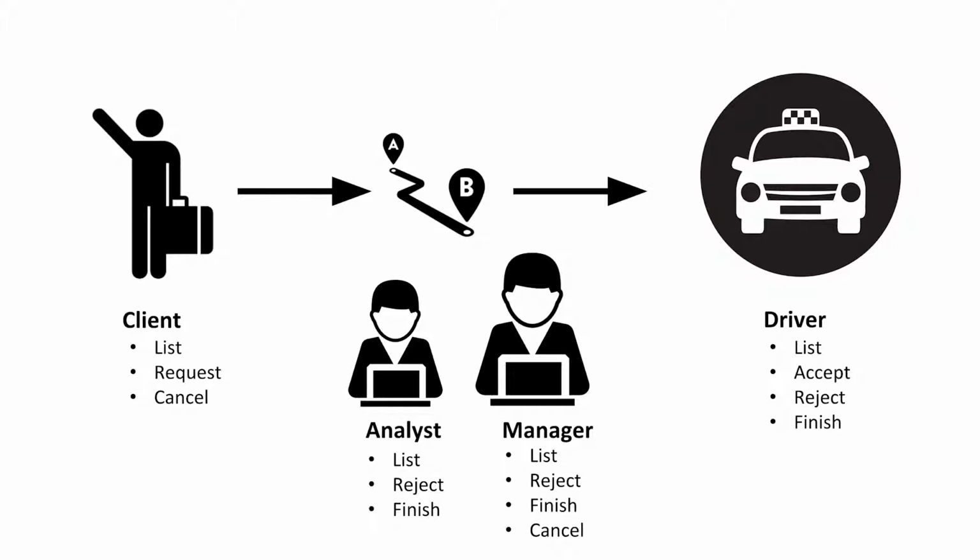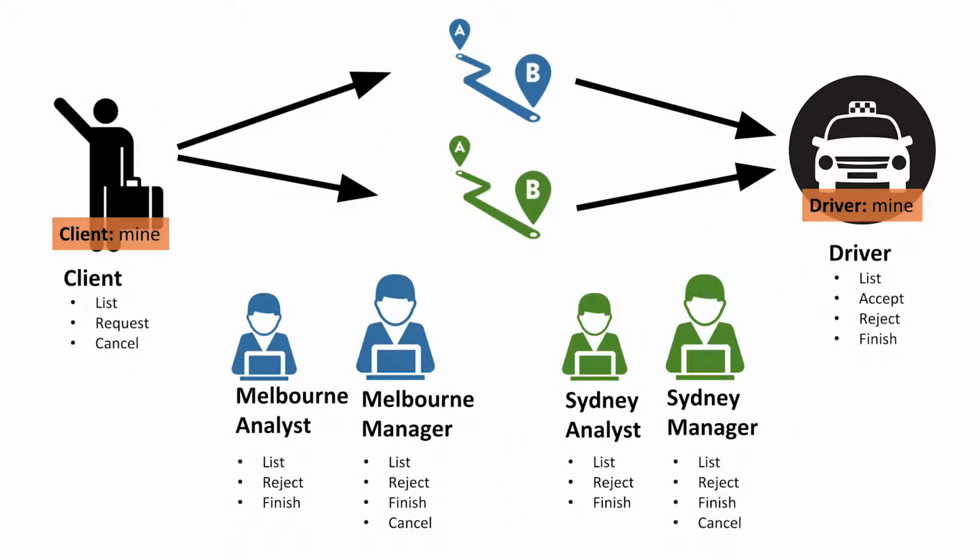So far, we have only talked about the actions that roles are allowed to do, but the app has additional rules that define the services that each role can manipulate. Clients and drivers can only manipulate their services. Of course, it doesn't make sense that a client cancels a service from another client. Analysts and managers can act on services from their city. In this example, I have created dedicated staff roles for Melbourne and Sydney. I will talk more about why I did this later.